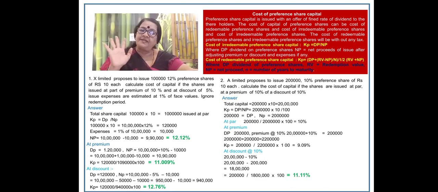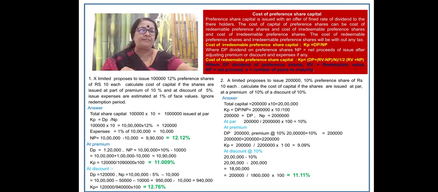DP is the same, dividend is the same, 11% on 5 lakh, 55,000. So again the equation is DP 55,000 plus RV 5 lakh minus NP 5 lakh 5,000, whole divided by 8, whole divided by half into RV plus NP, that is 5 lakh plus 5 lakh 5,000. It is coming 10.82%. So the second equation is also over.